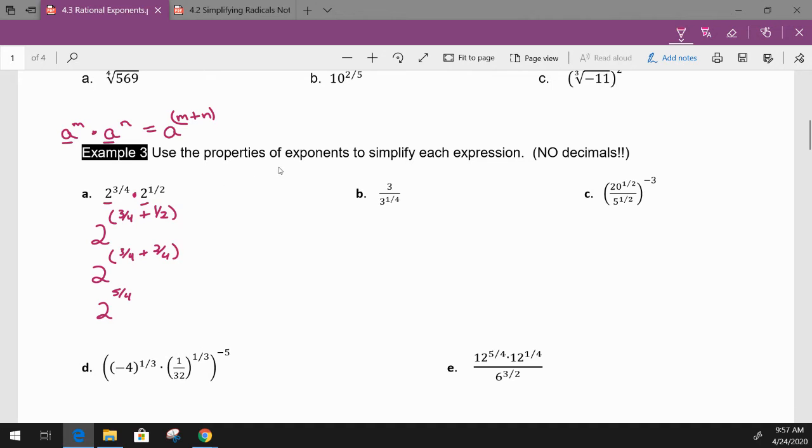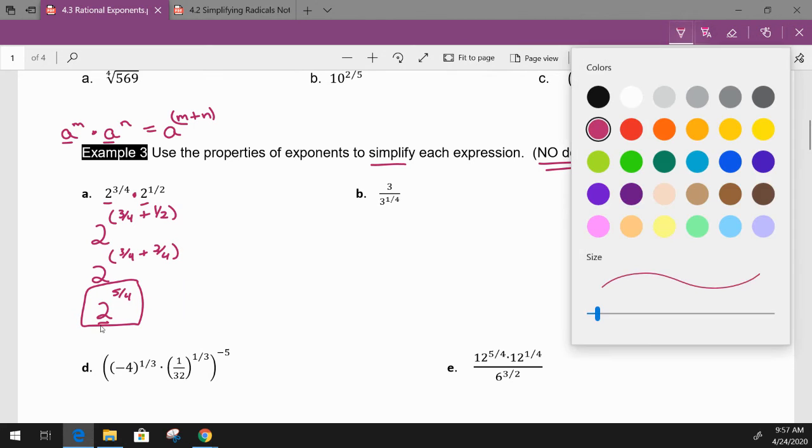We are leaving the answers in simplified form, no decimals, which means you are not putting this in the calculator and getting a decimal answer. So we have to ask ourselves now, the root is 4. Is 2 a perfect fourth power? Can you take the fourth root of 2? Well, no, 2 is a prime number, so there's no way we're going to get a number to the fourth power that would equal 2. So this is simplified.